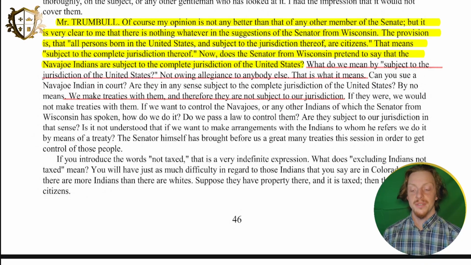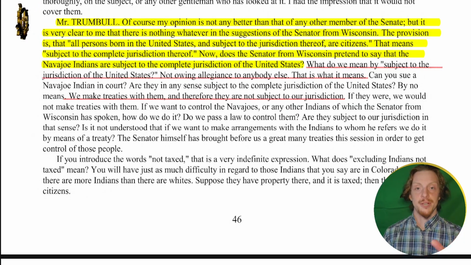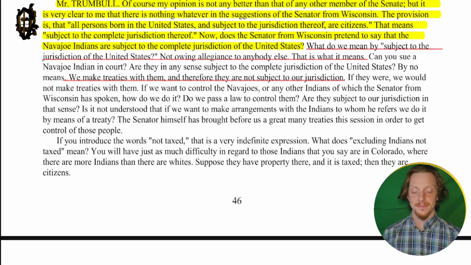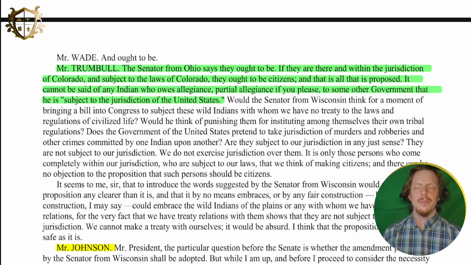So when it says, and subject to the jurisdiction thereof, it's not saying you're a subject, it's not saying you're a citizen, an approved, recognized, formalized citizen of a state. It's as long as you don't owe allegiance to any other body, any other government, that satisfies the and subject to the jurisdiction thereof requirement. We'll scroll a little bit down. Well, Caleb, that's stretching it a little bit. You're stretching Mr. Trumbull's words there a little bit.